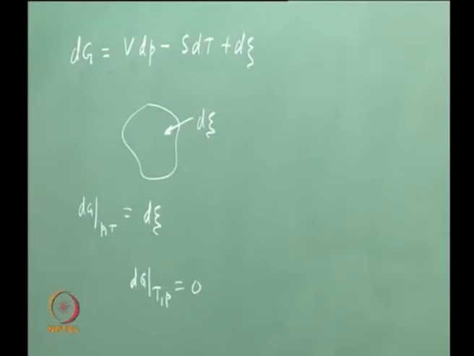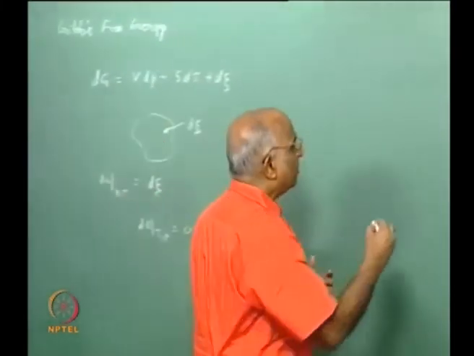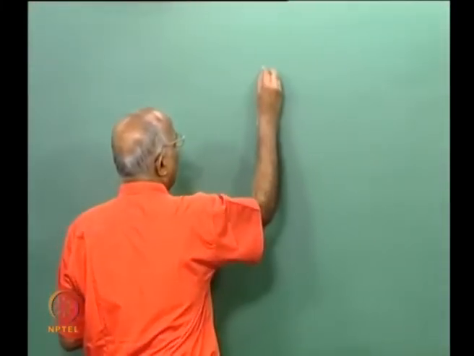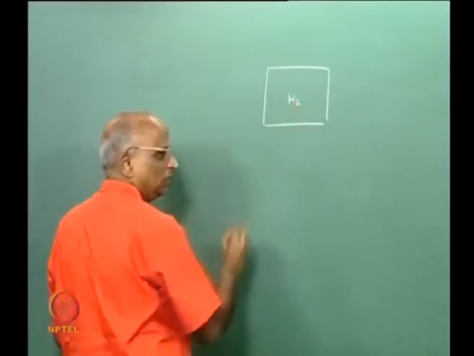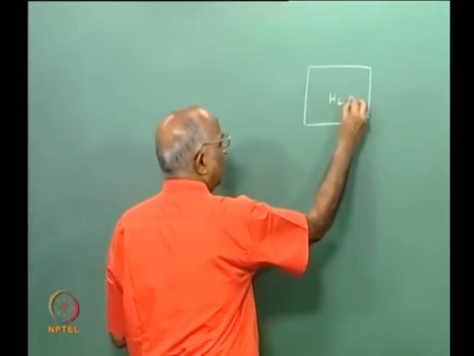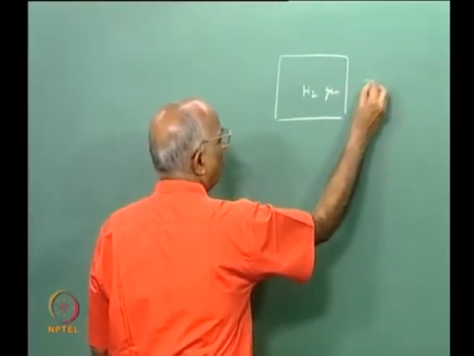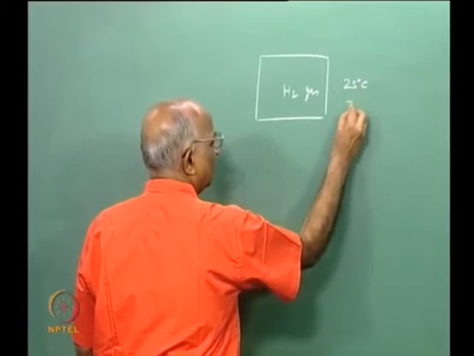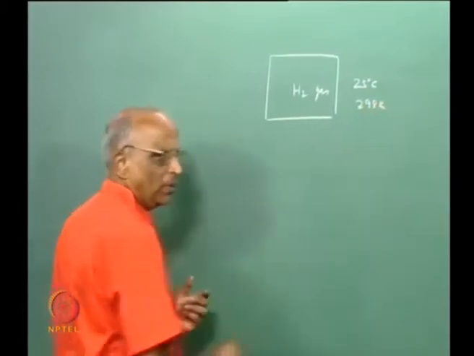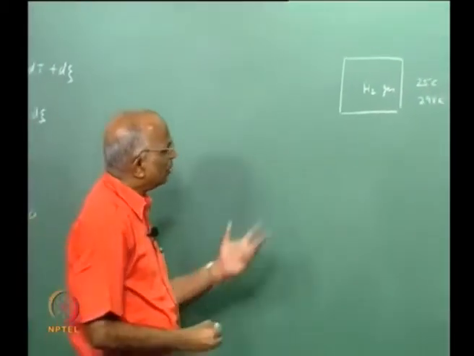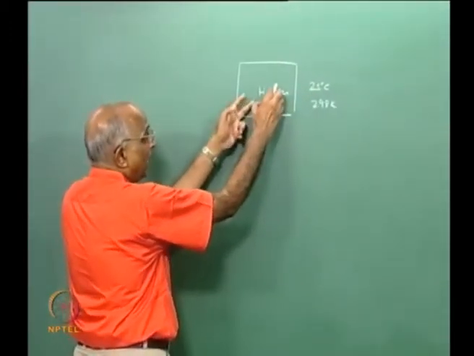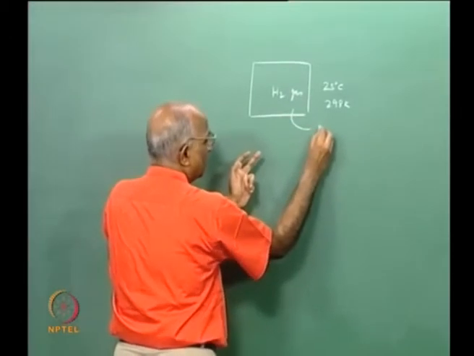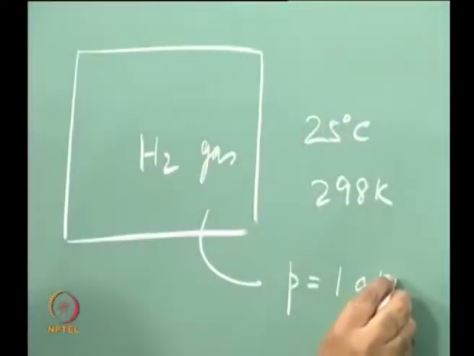Let me take one more example, because the concept is a little more involved. Let us say I have a tank containing hydrogen gas. Let us say it is at room temperature of 25 degrees centigrade, which is equal to 298 Kelvin. Now I heat this gas to something like, let us say, 2000 degrees. At 25 degrees centigrade only hydrogen gas is there. Let us say the pressure of this gas is equal to 1 atmosphere.